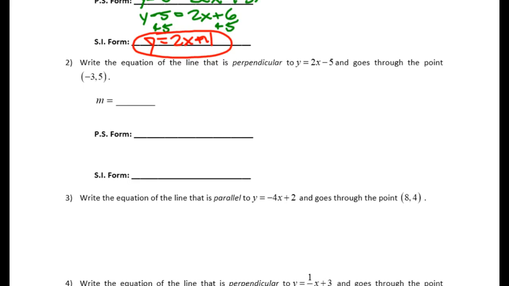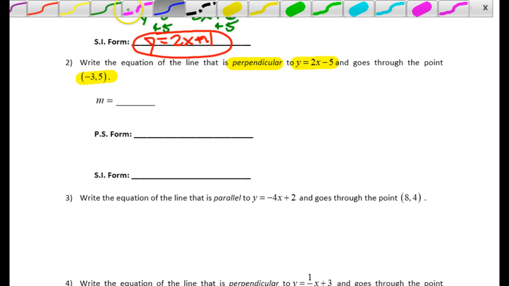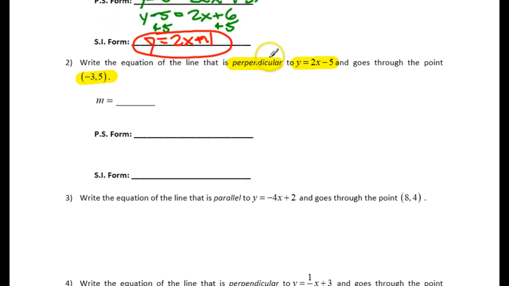Now number 2 says write the equation of a line that's perpendicular to y equals 2x minus 5 and goes to the point negative 3, 5. So now we're looking for a perpendicular line to this line, and it goes to this point. So it's the exact same problem as number 1, except now instead of writing a parallel line, we're going to write a perpendicular line. Alright, so we start off with the slope, which is the most important thing.